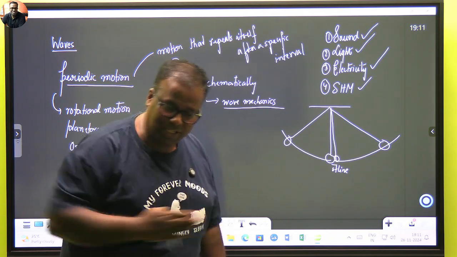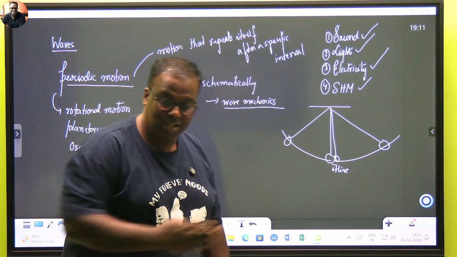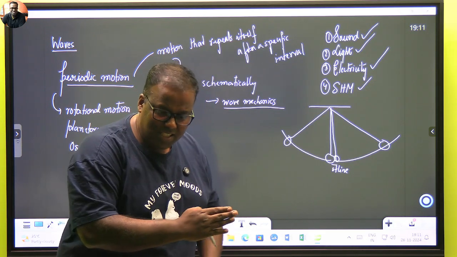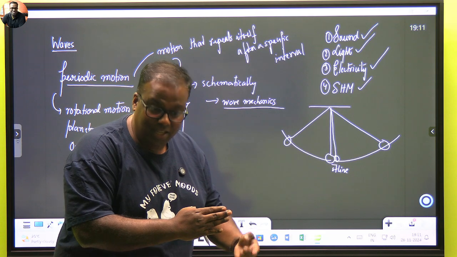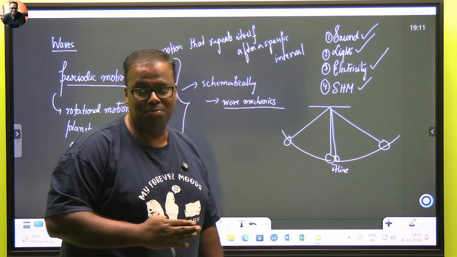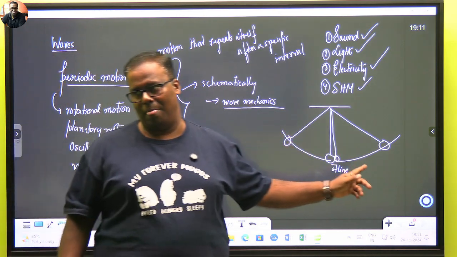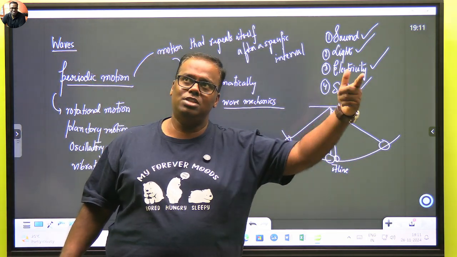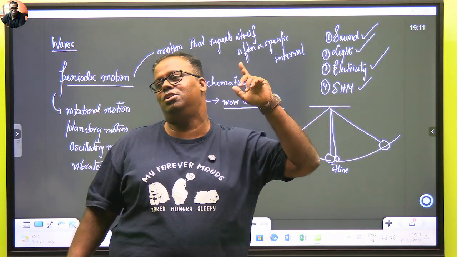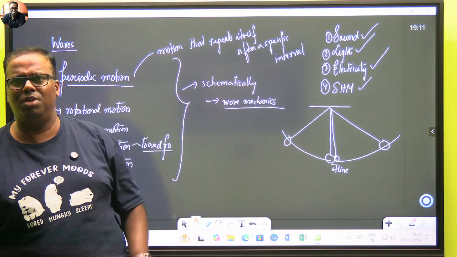Is it periodic? Yes. Is it repetitive? Yes. Is it to and fro? Yes. Is the displacement a straight line? Yes. So it is simple harmonic motion. If the displacement is not straight line, ये oscillatory होगा. So all simple harmonic motions are oscillatory, but all oscillatory motion need not be simple harmonic. ये चीज समझ में आया basic.